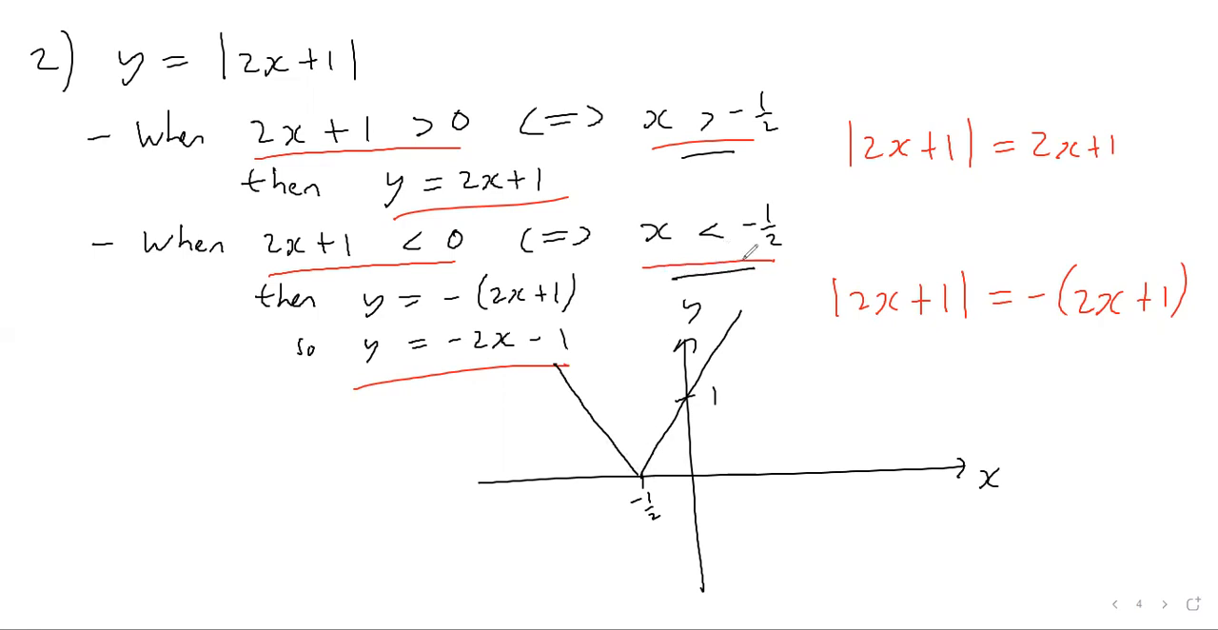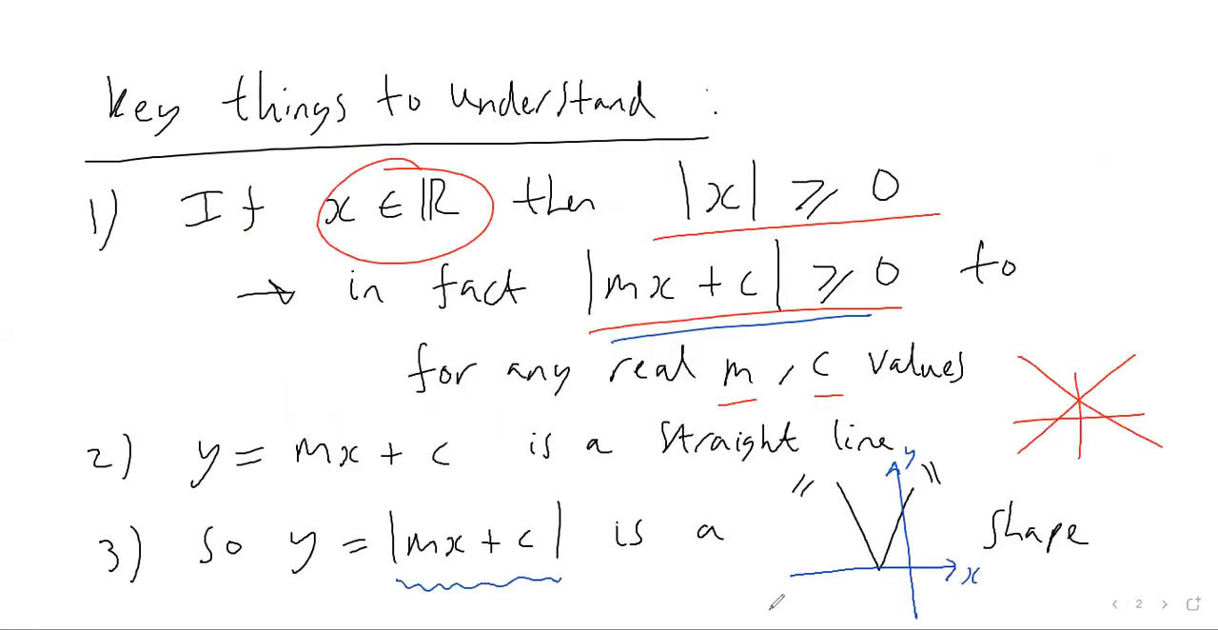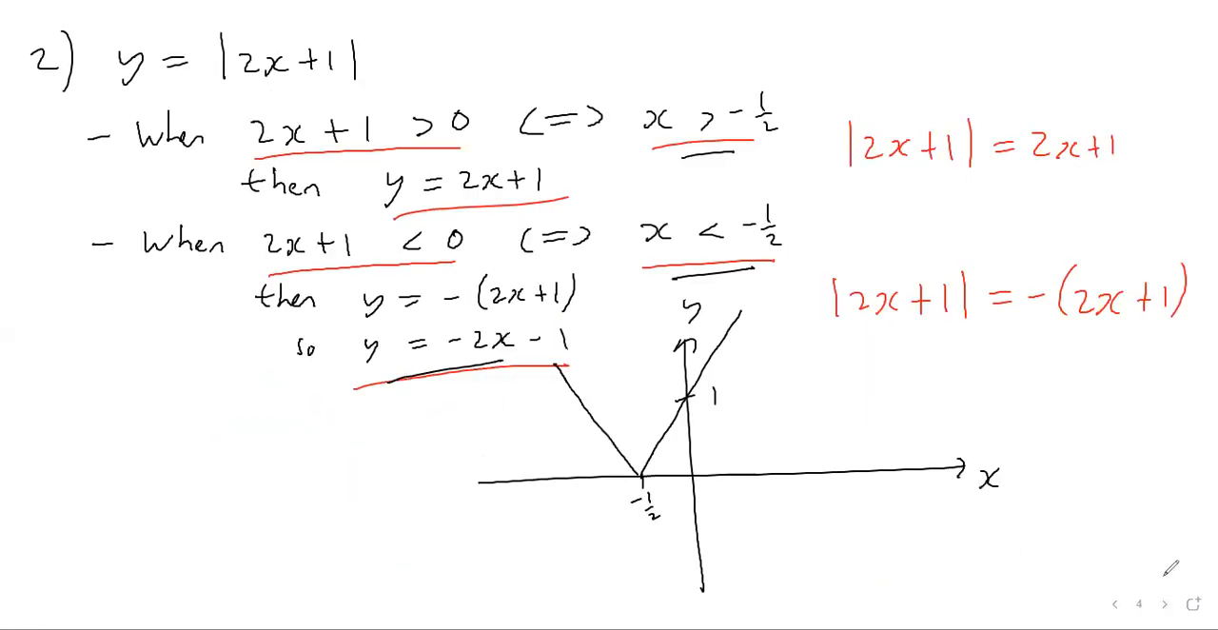Obviously, the key thing is that the left-hand side is only true when x is less than negative half. So we don't go down like that. That's not right. It's just a V shape again with this one. Again, similar to how we justified it back here. So yeah, that would be the second example finished.